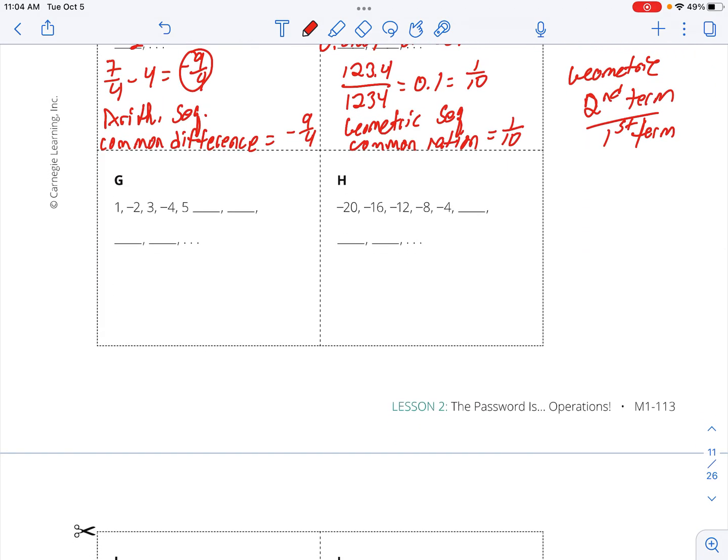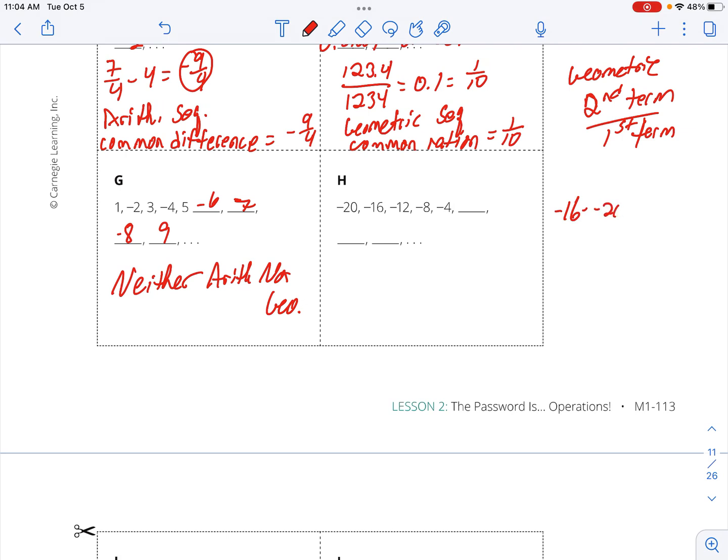Okay. Letter G. Trying to just see what's going on there. All it is is the consecutive numbers 1, 2, 3, 4, 5, and all the evens are negative. And that is not any type of arithmetic or geometric going on with that. You can't find that magic number that takes you from 1 to -2, then to 3. It's just not there. So we state we have neither arithmetic nor geometric.